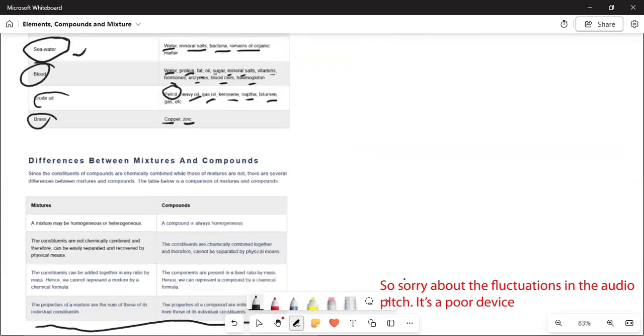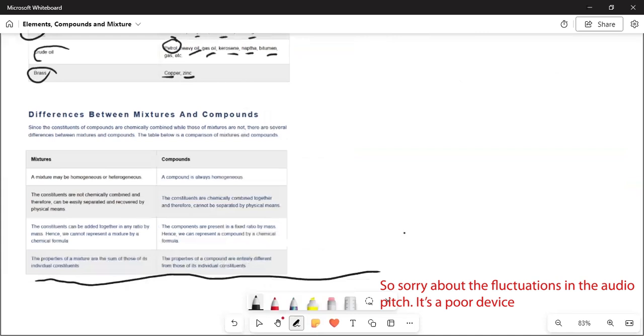Differences between mixtures and compounds. A mixture may be homogeneous or heterogeneous. Why is a compound always homogeneous? When you say something is homogeneous, the components are such that you cannot identify one from the other. What do I mean? If I dissolve salt in water, once the salt dissolves completely, if you look at the water, there's no way you can identify the salt from the water. In short, you won't know that there's salt in the water unless you test it.